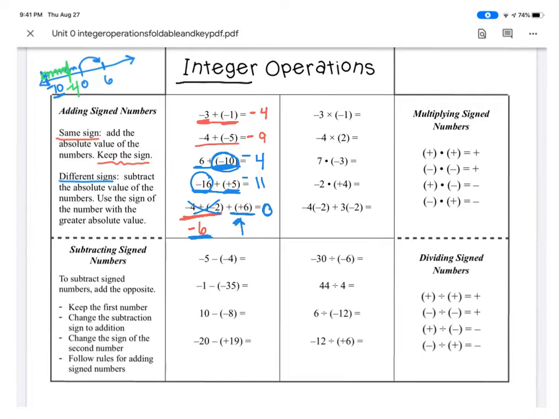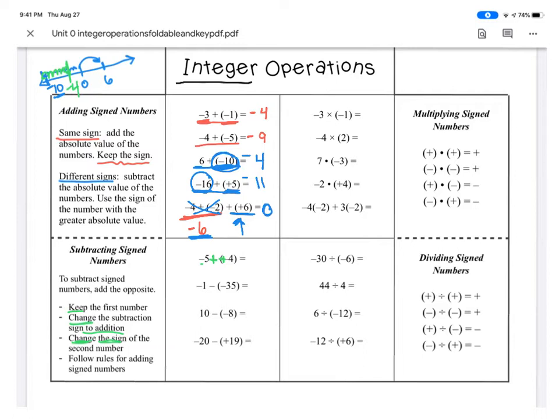Now, when we go down to subtraction, it sounds a little bit complicated, but it's really not. To subtract when I have a negative or a positive, all I'm going to do is keep the first number. I'm going to change the subtraction sign to addition. And then I'm going to change the sign of the second number and find its opposite. So if it's positive, I'm going to make it negative. If it's negative, I'm going to make it positive. All right, so my first number stays the same. I'm going to change subtraction to addition, and my negative becomes positive.